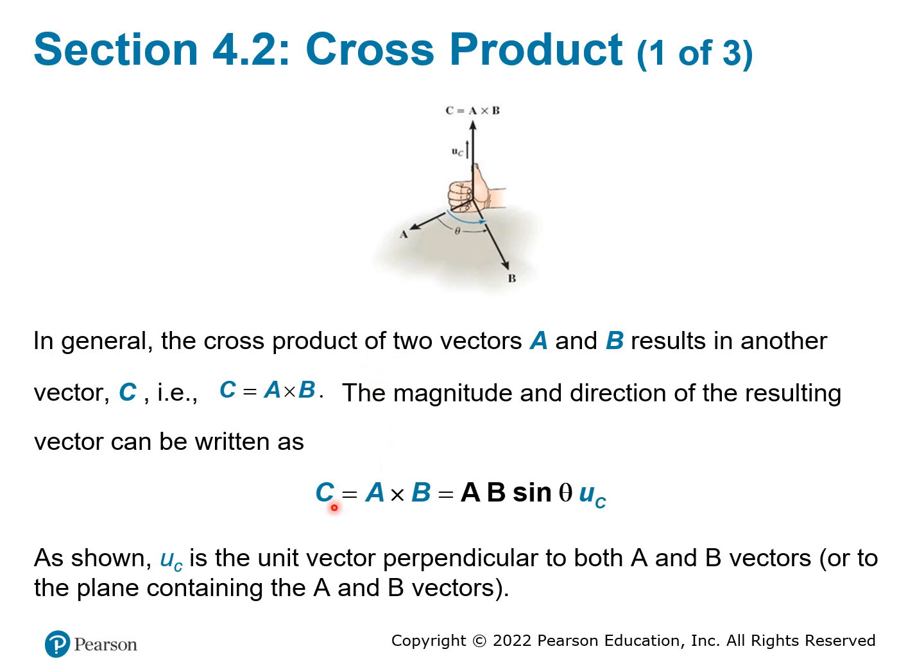And mathematically, if you have vector A and vector B, you do a cross product. This cross here represents the cross product, and it is going to be equal to the magnitude of A times the magnitude of B times sine of theta. Theta is the angle between A and B, times the direction unit vector u sub c. This u sub c in this picture is the z direction. Okay, it's the direction of z, and this simply gives you a direction. So the magnitude just depends on A times B times sine theta.